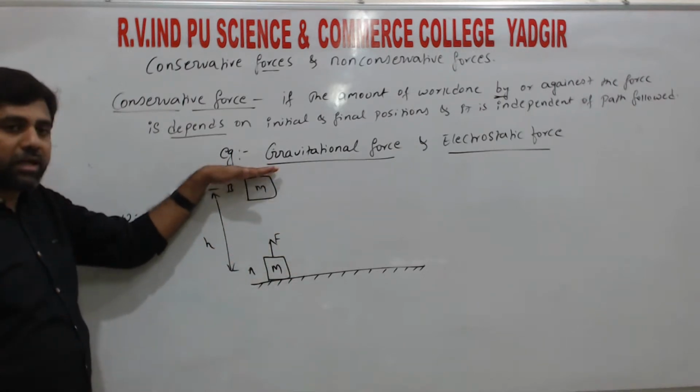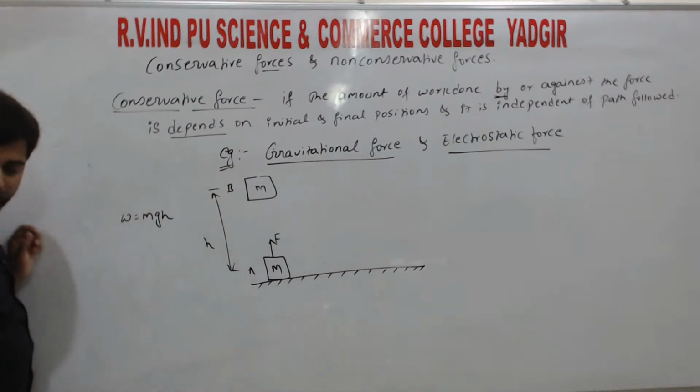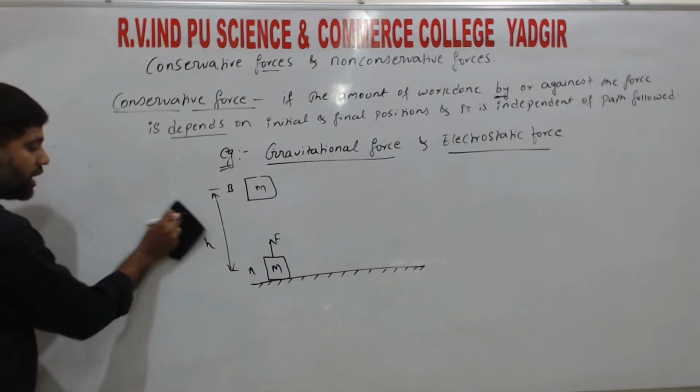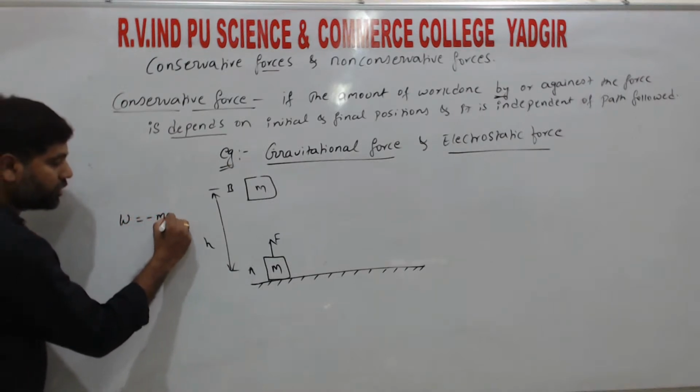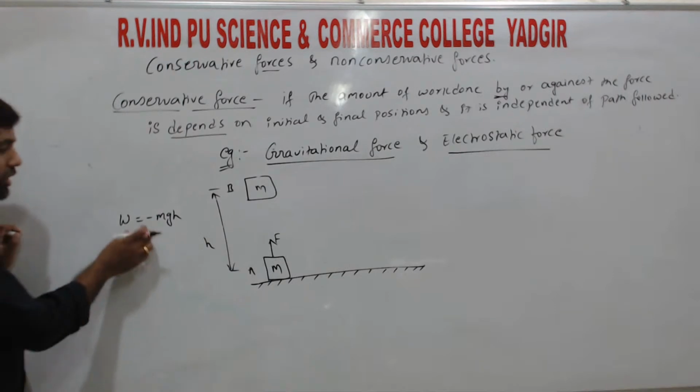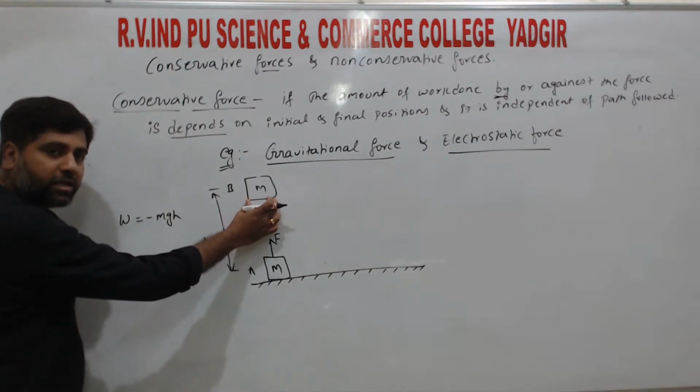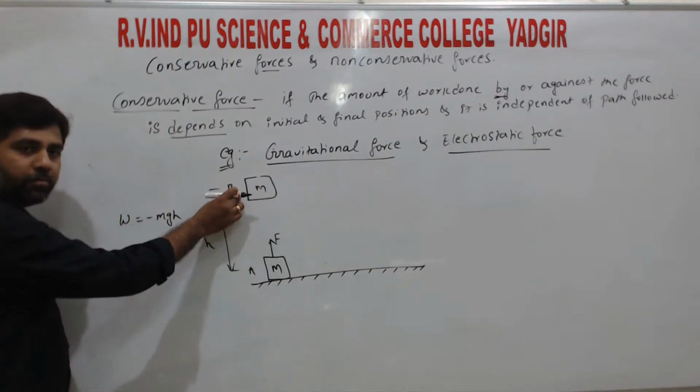So up to a certain height, this is against the gravitational force, hence we take that as W is equal to minus mgh, right? So this work done is stored as the potential energy at position B, right?